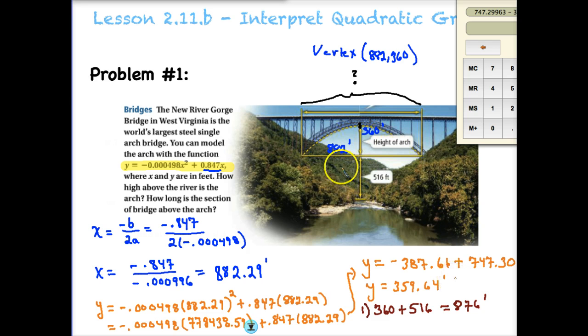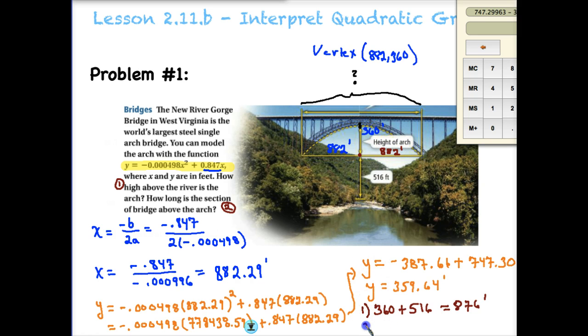So now we can also figure out our last question. We have the first one down, how high above the river is the arch? We have done that one. Now we want to know how long is this section of bridge above the arch? Well, if we know that this is 882 feet and parabolas are symmetric, right? This is the line of symmetry. How far is it from here, the middle, to the other side? Hopefully you are thinking 882 feet as well.